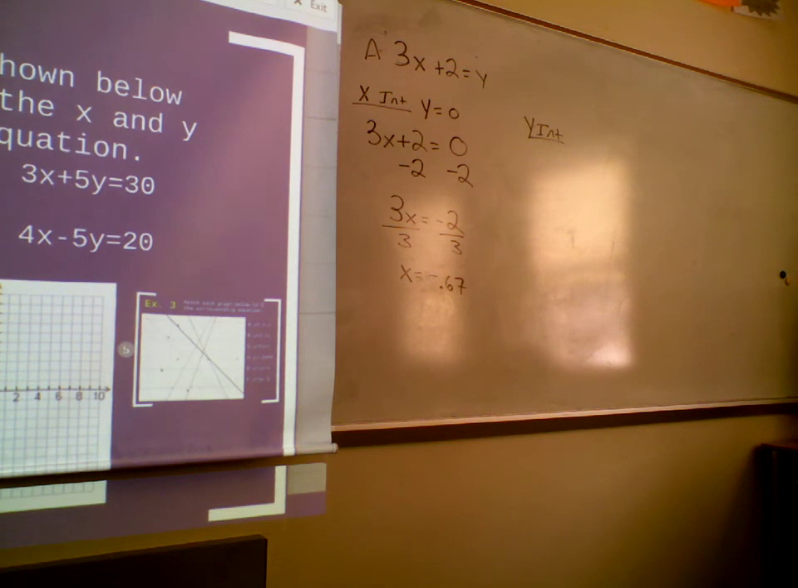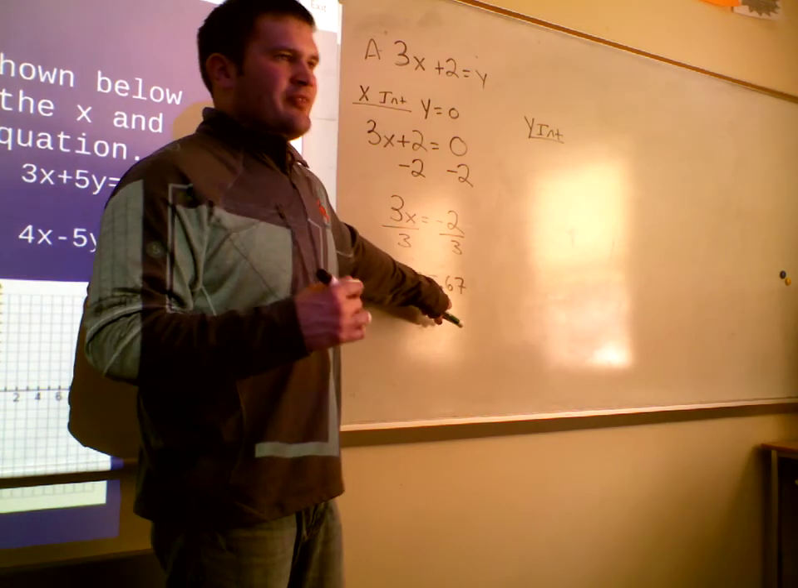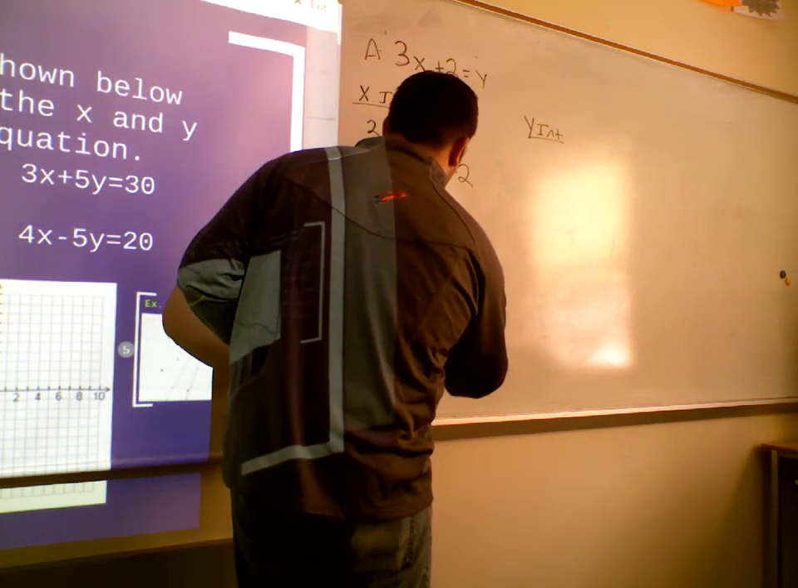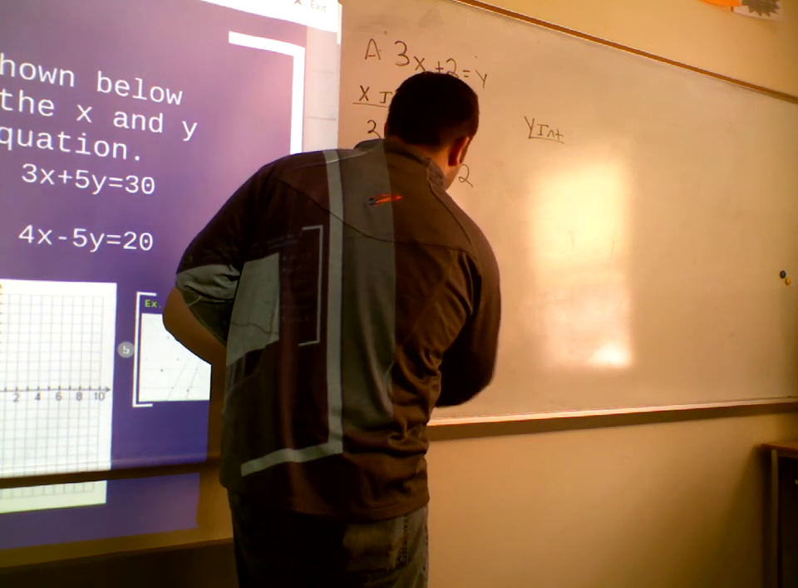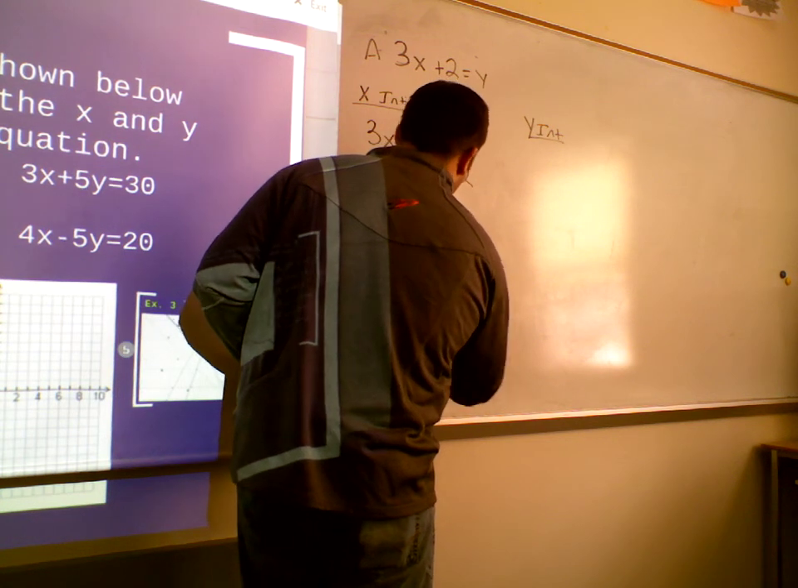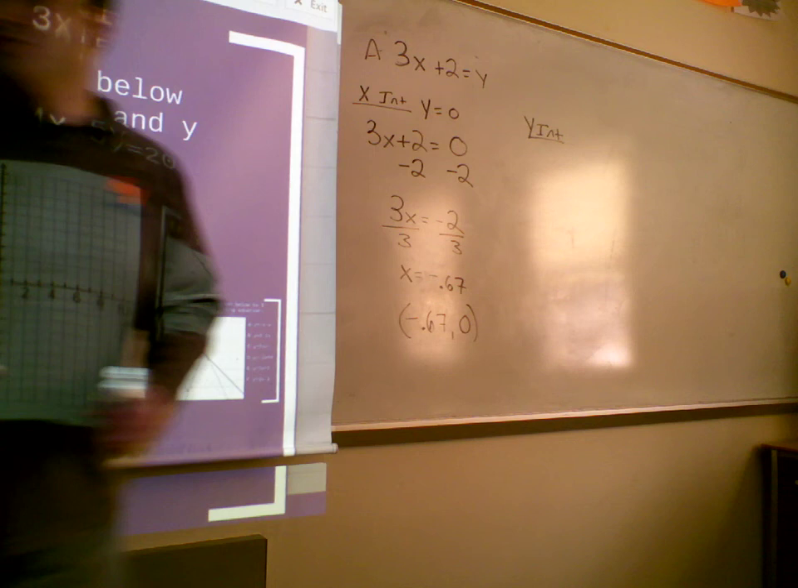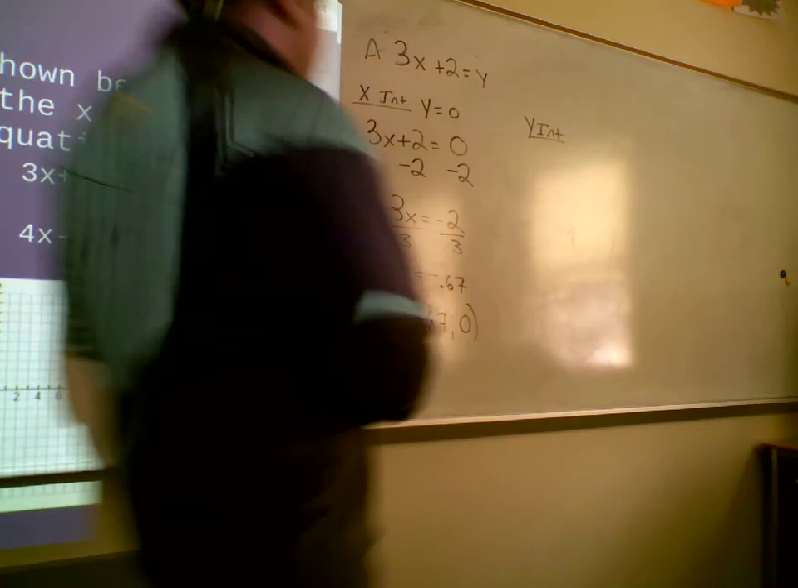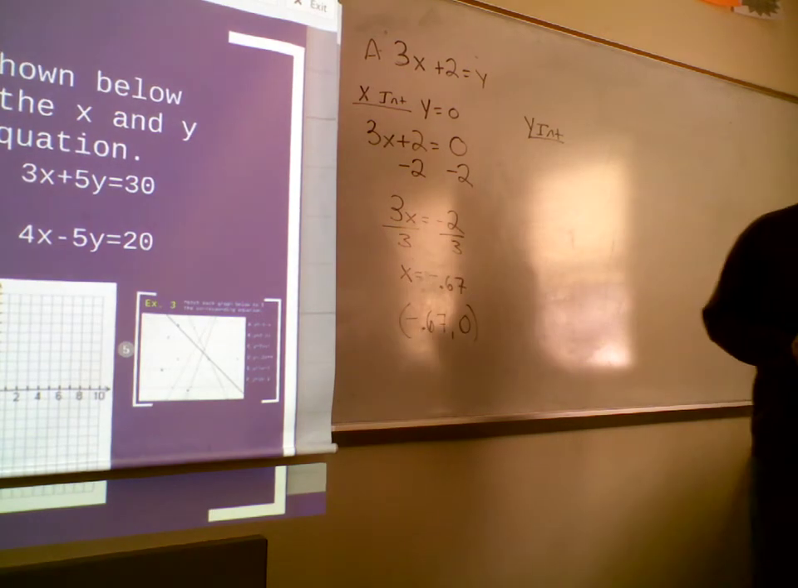Does that make sense, guys? So that means my x-intercept occurs when x is negative 0.67 and y is 0. Oh, I said that backwards. Sorry. Negative 0.67, comma 0. That is our x-intercept. Does that make sense, guys? Any questions?